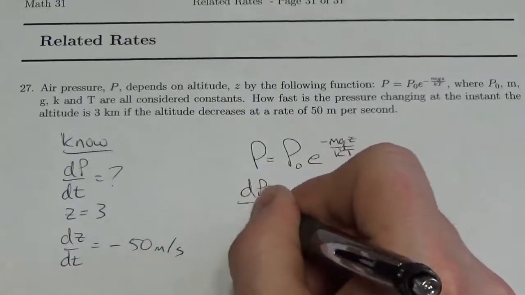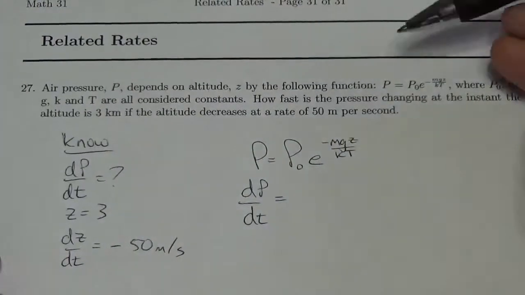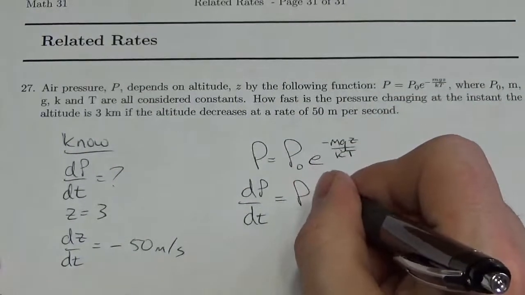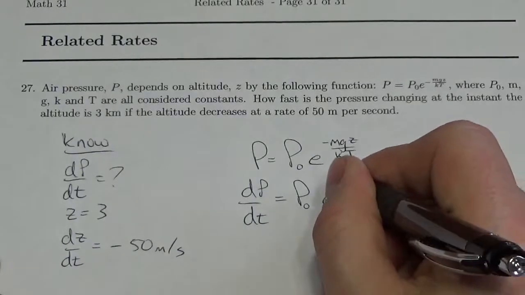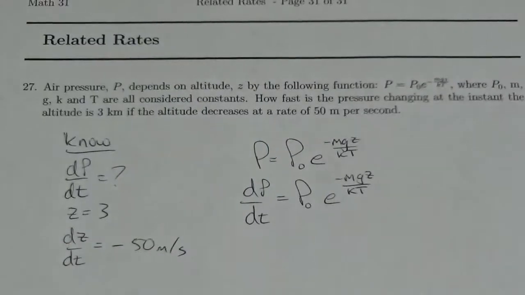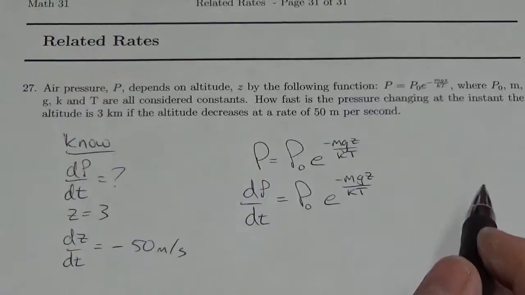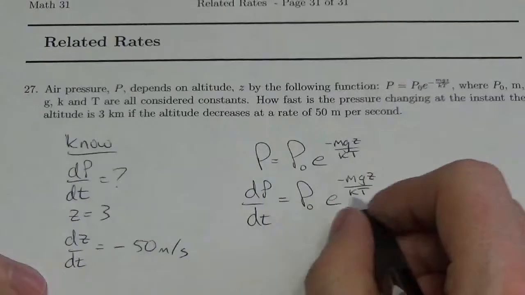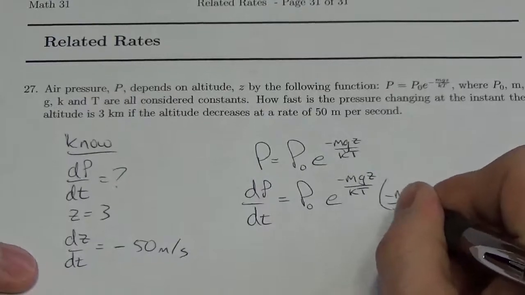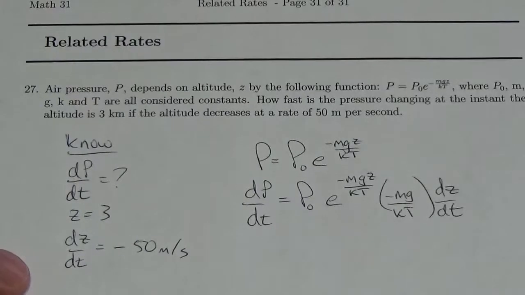So dp by dt is going to equal the derivative of this right here. But the only variable is z. Everything else is considered a constant. So this is going to be P naught e to the negative mgz over kt, because the derivative of the exponential function, because this is e to some exponent, is going to be itself multiplied by the derivative of the exponent, which in this case is going to be negative mg over kt, and then multiplied by dz by dt.